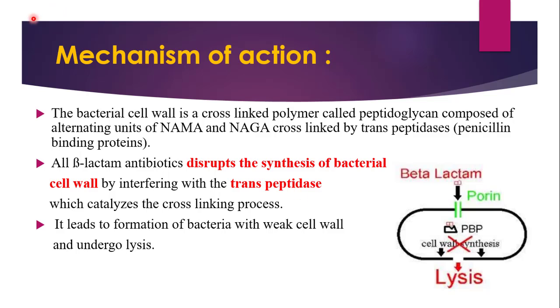Now coming towards the actual mechanism of action of beta-lactam antibiotics. Beta-lactam antibiotics act by disrupting the synthesis of bacterial cell wall and by interfering with the transpeptidase, that is penicillin-binding proteins, which catalyze the cross-linking process. By interfering with the function of them, like the transpeptidase enzyme, cell wall synthesis will also be inhibited. Along with that, it also increases the capacity of the autolysins or enzymes and its self-lysis, you can call.